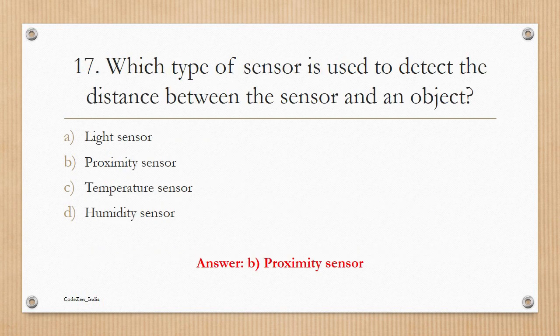17. Which type of sensor is used to detect the distance between the sensor and an object? A. Light sensor. B. Proximity sensor. C. Temperature sensor. D. Humidity sensor. Answer: B. Proximity sensor.